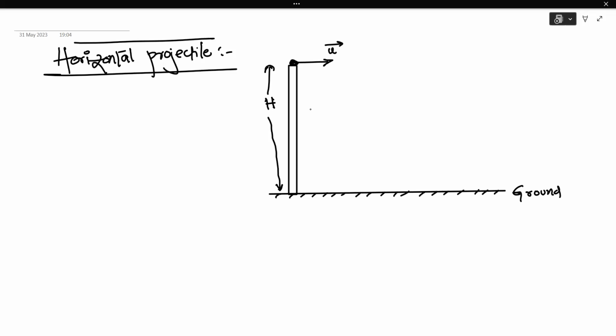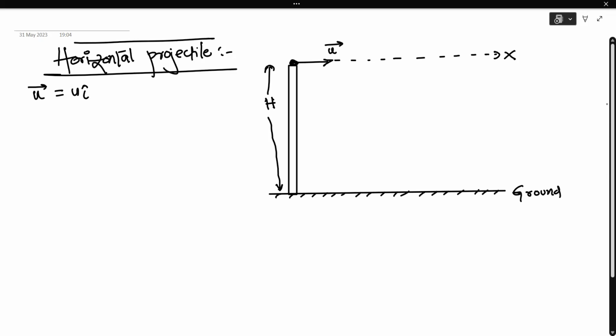This velocity u will be u along i cap only, because we are assuming that the horizontal direction is the x-axis, as I told you just now, and the vertical direction is the y-axis. Now if I flick the pen kept here, what will happen? It will go straight and go down. It will not go upwards. So the vertical motion will be only downwards.